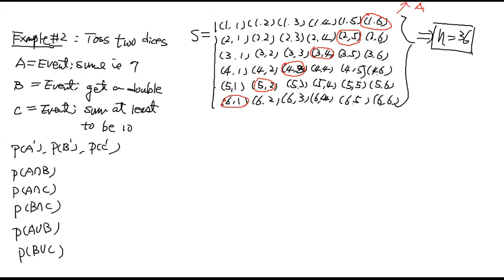So I don't want to write it out again. Now we know the event A is here. How many elements do we have? 1, 2, 3, 4, 5, 6. So we have a total of 6 out of the 36, right? So that's the probability of A. If you simplify that, it will give you 1/6.